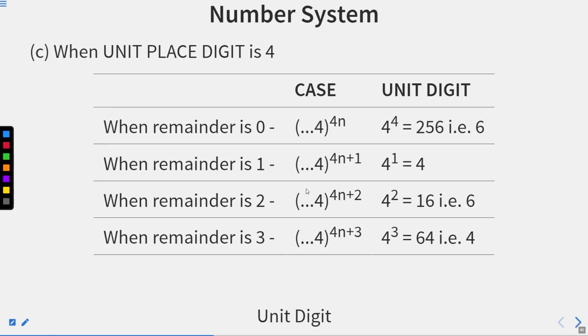So what if we have unit digit 4? The process will be the same. You have to divide the power with 4. If the remainder is 0, the unit digit is going to be 6. If the remainder is 1, the unit digit is going to be 4. If the remainder is 2, the unit digit is going to be 6. And if the remainder is 3, the unit digit is going to be 4.